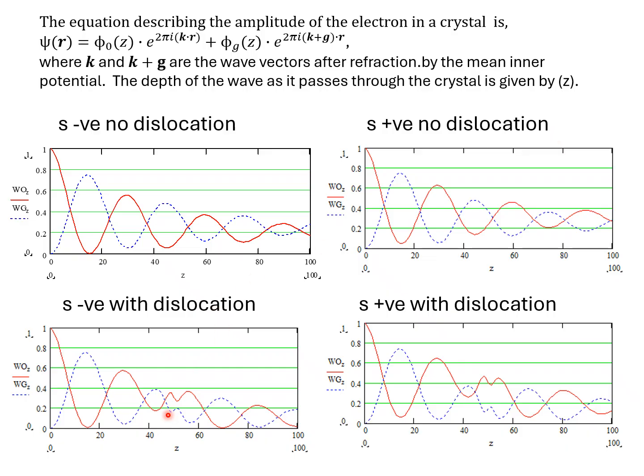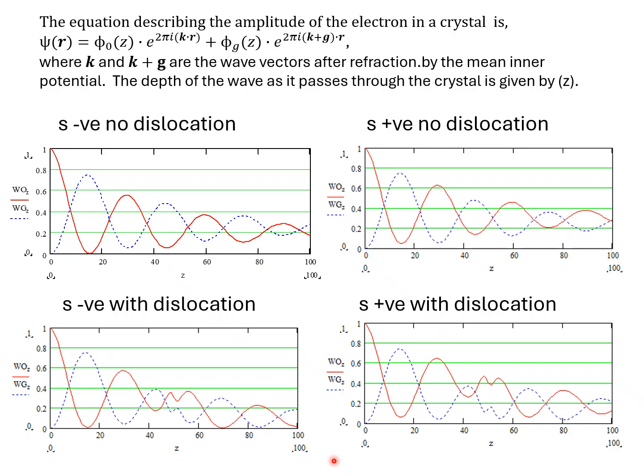And then if I put in a dislocation at the location 50 units in the thickness, this is an arbitrary length scale, 0 to 100 units, we see the effect on the scattered intensity. So that's one way to do this, the solution to the equation.